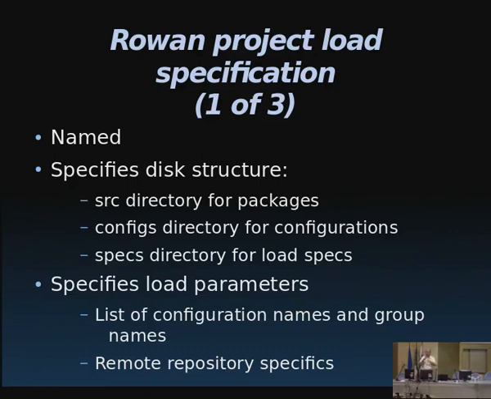Let's see, so I'll talk about the load specification. It's named, and it specifies a disk structure for the project. The source directory is equivalent to the repository or source directory where the packages are stored. And then there are other elements for Rowan, configurations and specs, and those are in separate directories. The specification also specifies load parameters for a list of configuration names and group names and some repository specifics.